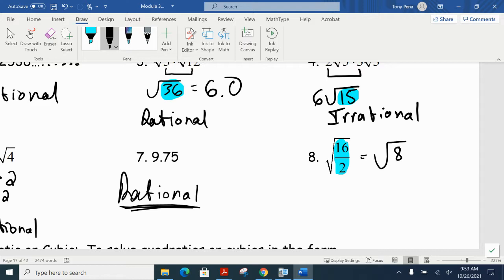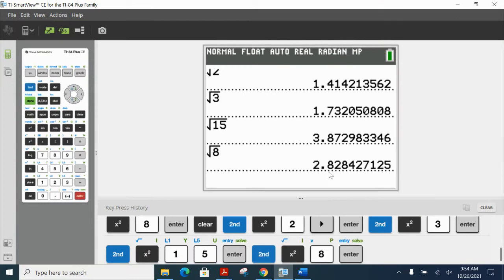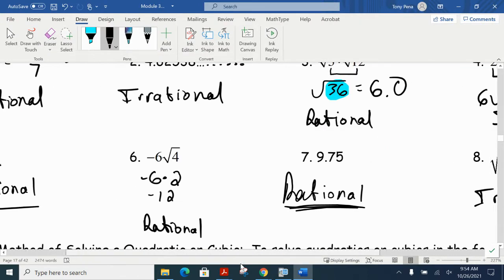Is root 8 a perfect square? No, that means it's irrational. As soon as we're taking the square root of a number that's not a perfect square, that means we are irrational. So the last one of these, if I plug in the square root of 8 into the calculator, watch how there's no pattern, and it just goes on forever and ever. Okay? So those are our irrational, rational ideas.